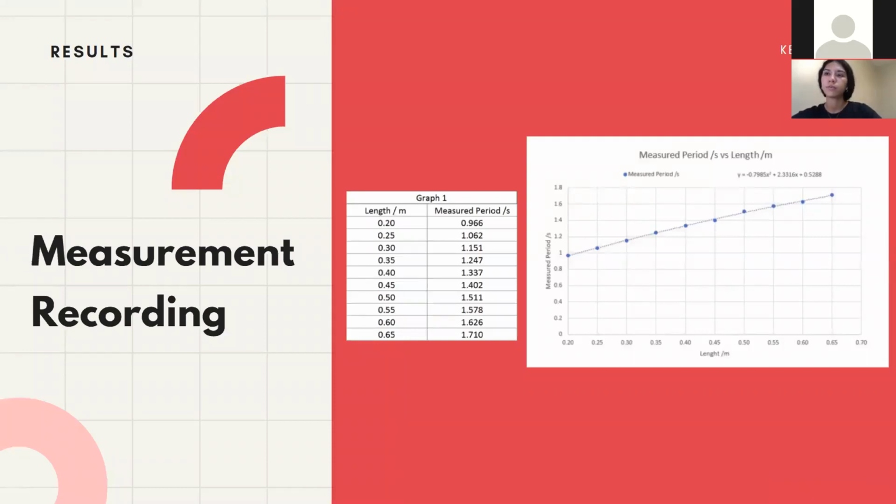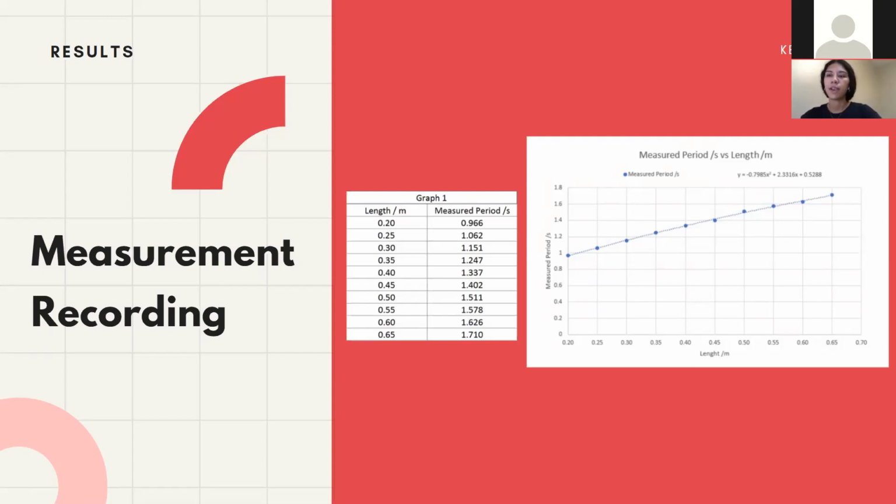Measurement recording. The period of a pendulum, which is represented with the letter T, is the time that it takes the pendulum to make one oscillation, and this is measured in seconds. To calculate the period of my pendulum, what I did was that I timed with a chronometer the time it took my pendulum to make 10 oscillations. Then I divided that time by 10, which gave me the time it took my pendulum to complete one oscillation.